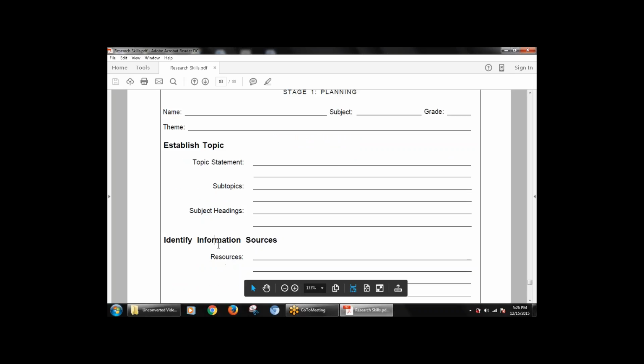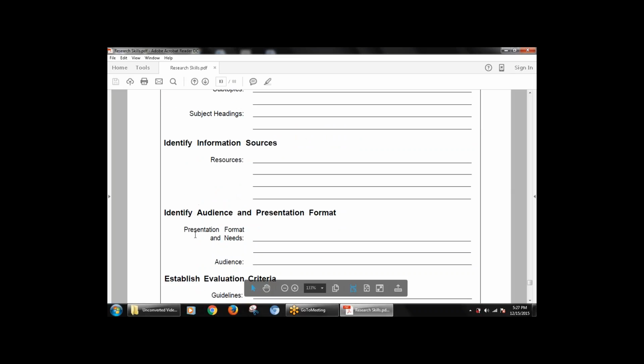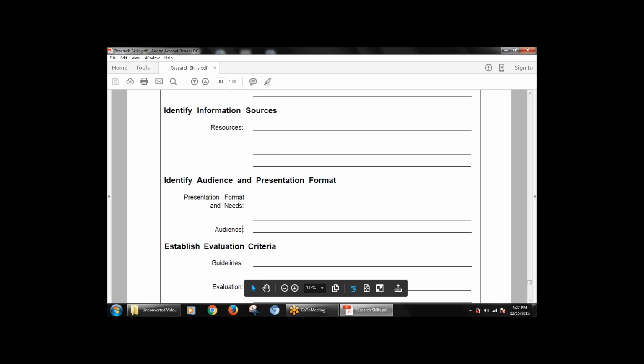Then identify the information sources, that is what are the various information sources that are available. So what are the various resources that are required for identifying the information resources. Then identify the audience and the presentation format, that is what type of audience there is and what type of presentation format is available. So that is the presentation format and the needs, and there is the audience.